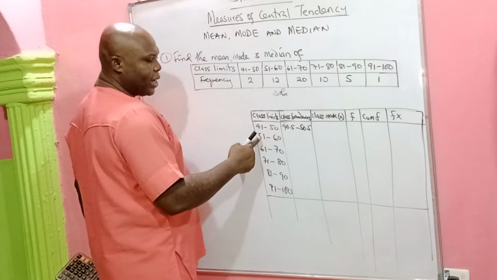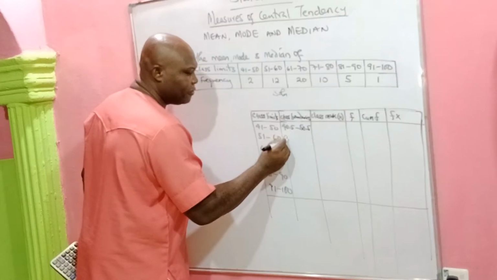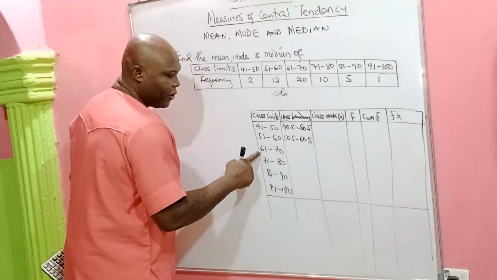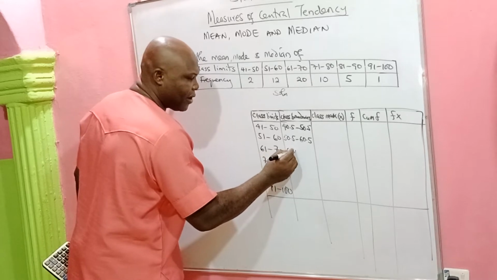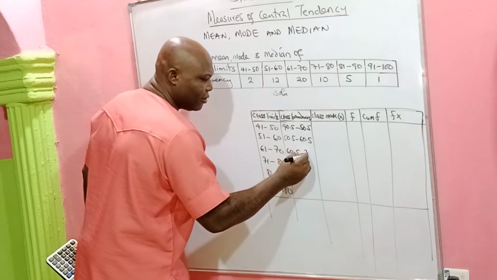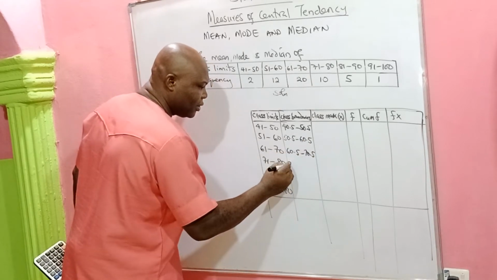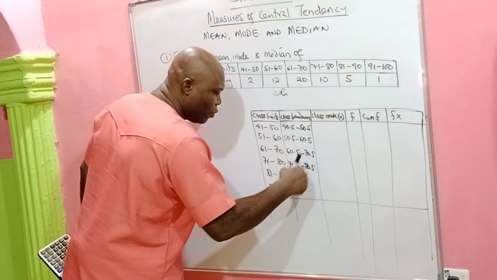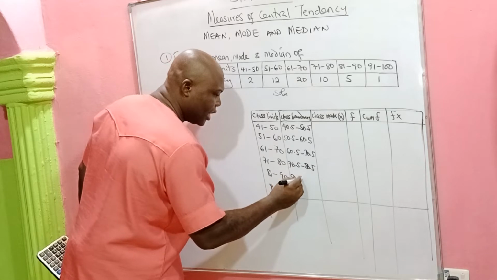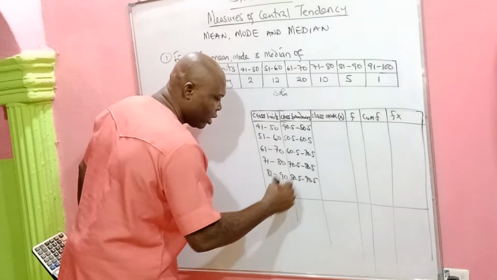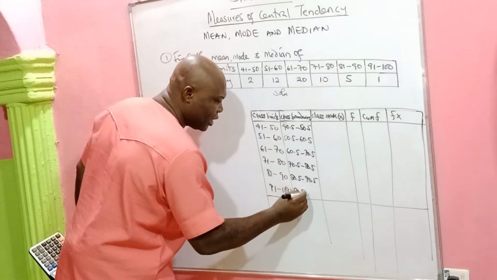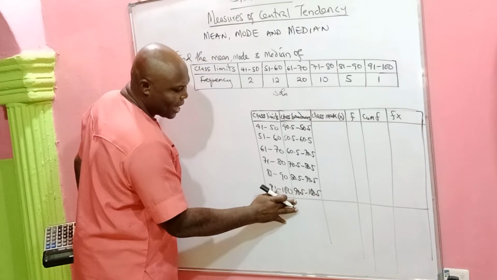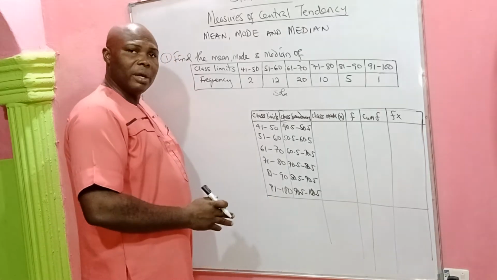Alright, so before you get to 51, you have the boundary which is 50.5 to 60.5. Before you get to 61, we have 60.5 to after 70, 70.5. So we bring down 70.5 to the next boundary which is 80.5. We bring down 80.5 to the next boundary which is 90.5. Then we'll bring down 90.5 to the next boundary which is 100.5. So that's what we call the class boundaries. They are very important when we are solving the mean, mode and the median.